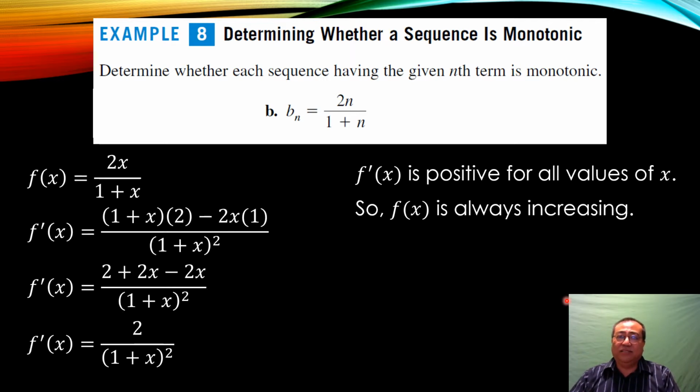So on that last screen, where I was comparing b sub n to b sub n plus 1, I think that was a little more complicated, and you don't have to do it that way. Taking the derivative is easier, and you're probably more used to it. So it's always increasing, so it's monotonic.